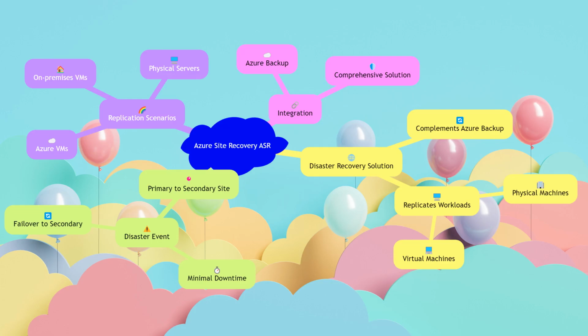Azure Site Recovery, ASR, is a disaster recovery solution that complements Azure Backup. ASR replicates workloads running on physical and virtual machines from a primary site to a secondary location. In the event of a disaster, you can fail over to the secondary location and continue operations with minimal downtime. ASR supports a wide range of replication scenarios, including Azure VMs, on-premises VMs, and physical servers. It also integrates with Azure Backup to provide a comprehensive backup and disaster recovery solution.